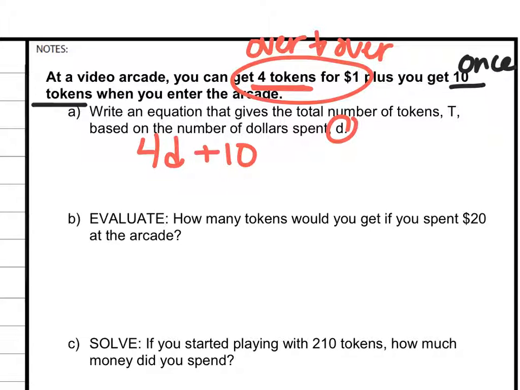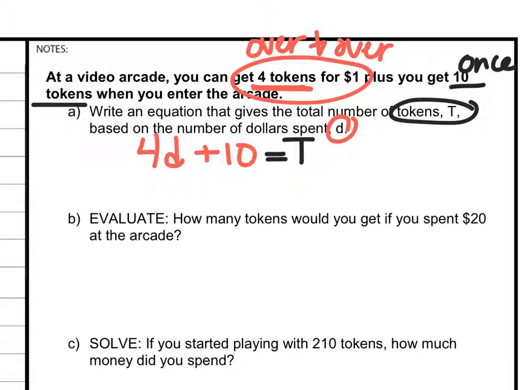Jovi, did I ask for an expression? What did I ask for? An equation. I need an equal sign. Jovi, what should I set it equal to? Tokens, T. Okay. That's an equation. You do the first part of it the exact same way. The equals part, it's going to tell you, and it's usually the capital letter is what you set it equal to, the total.